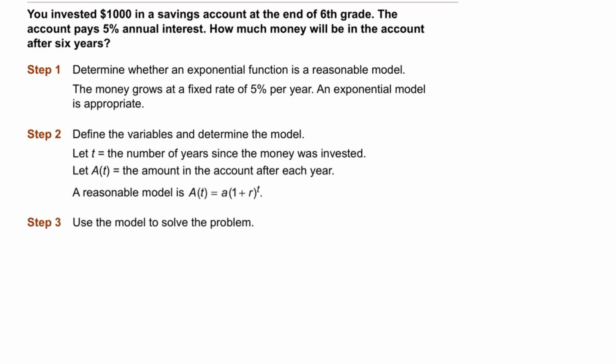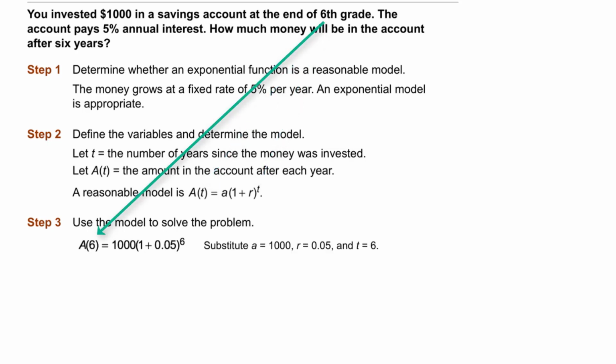Step 3. Use the model to solve the problem. In this case, we'll substitute 6 for t to represent 6 years, or 6 time periods that have elapsed. So A of 6 will equal 1,000 in place of a, the initial amount in the account, times the sum 1, being built in and representing 100% of the initial amount, plus 0.05, representing r, or the rate, 5% interest, all raised to the 6th power. 6, again, in place of t, the number of time periods, in this case years, that have elapsed.